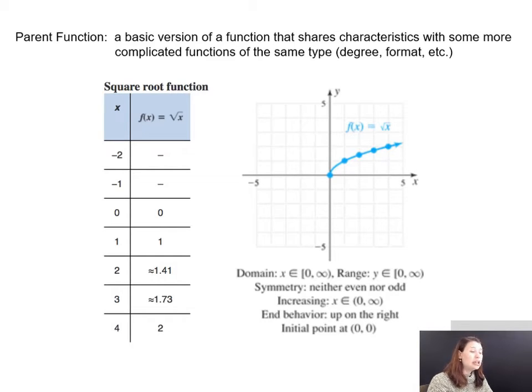So then, if we think about that, we plugged in 0, we got 0. We plugged in positives, we got positives. So our domain and our range are both restricted to only positive and 0 numbers. Then, let's think about symmetry. Well, it's not reflected about the y-axis. If we turn it around, it's not the same function. So this is neither even nor odd.